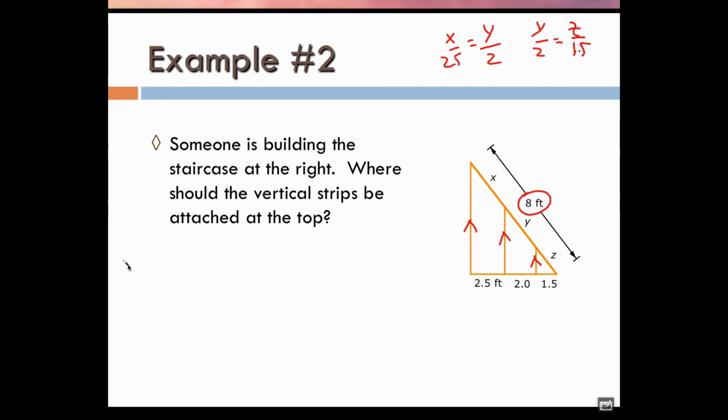So I'm going to do x over 2.5 is equal to this whole length, which is 8, over its proportional side, which would be this whole length, which is 6. Now that's solvable. Let's see, 6x is equal to 20. So x is 10/3.